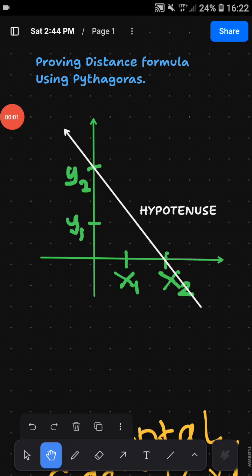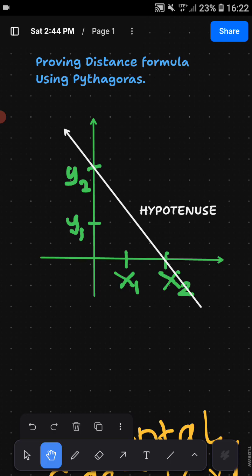Hello everyone. In this lesson, we are going to answer a powerful question. Where does the distance formula truly come from? It's not magic. It comes straight from the Pythagoras theorem. Okay? And let's go ahead and prove that step by step.